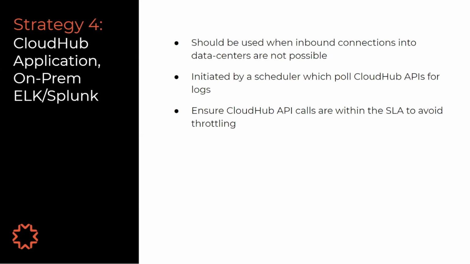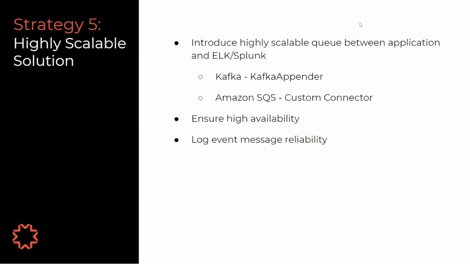Now strategy 5, we're just going to briefly touch on this, is your highly scalable solution. This is going to introduce a highly scalable queue between your application and your ELK and Splunk logging. The most common is going to be an Amazon SQS connector that MuleSoft has out of the box. You just need to add your server configurations and your queue name. You can use Kafka as well and have the Kafka appender in your log4j2 file. This is going to ensure high availability and enable you to log your event messages reliably. So from here, we're going to cut over to our demo.